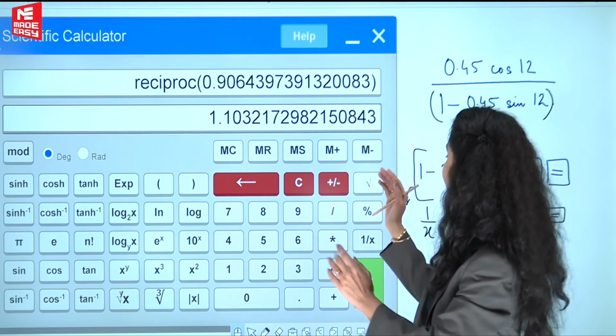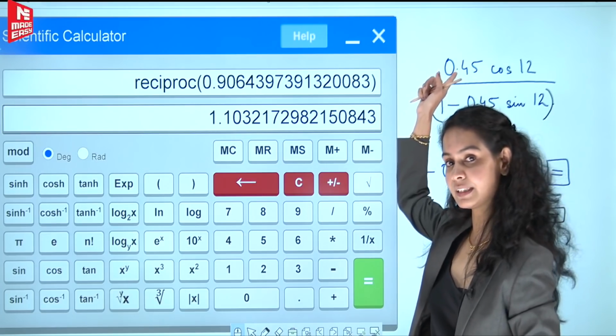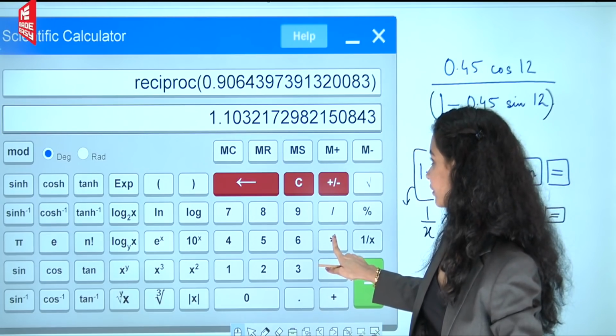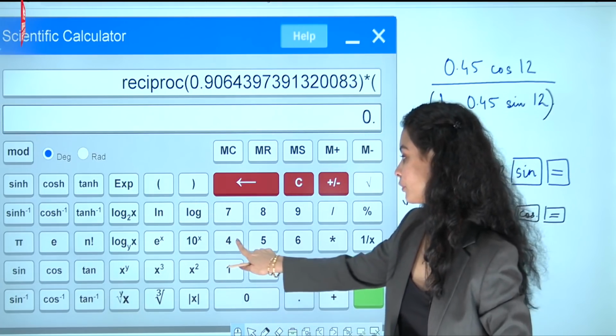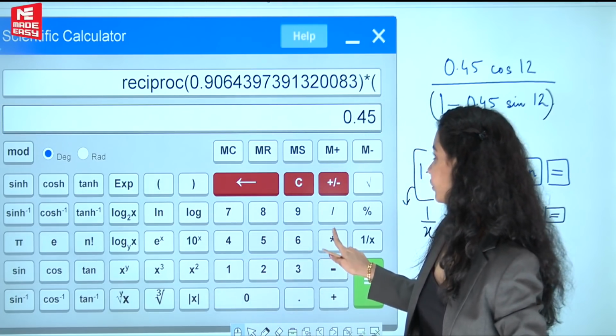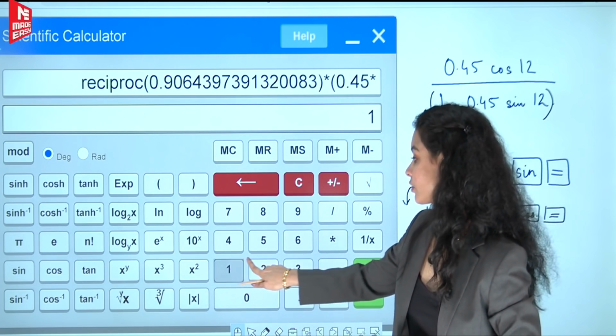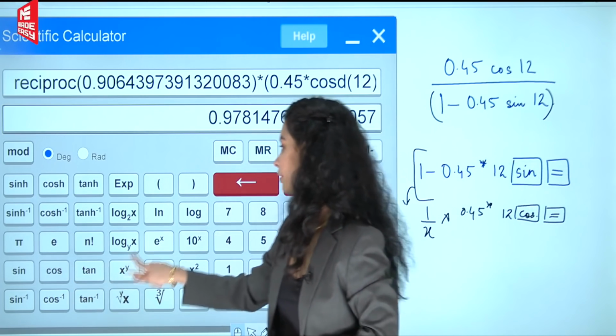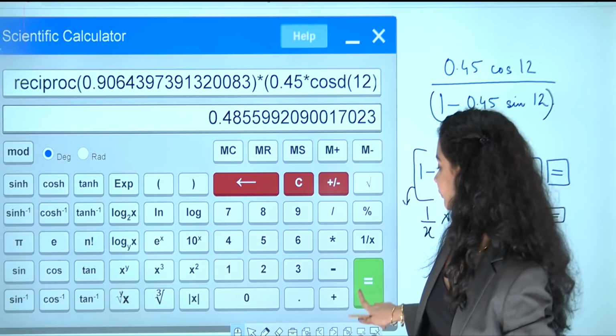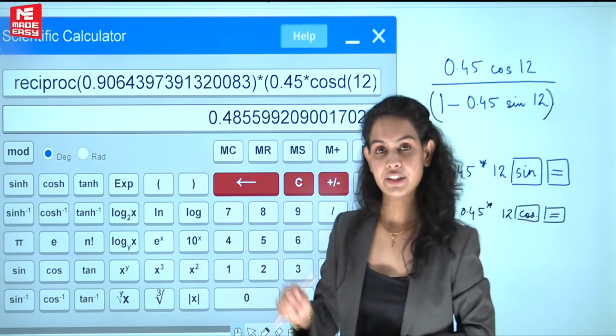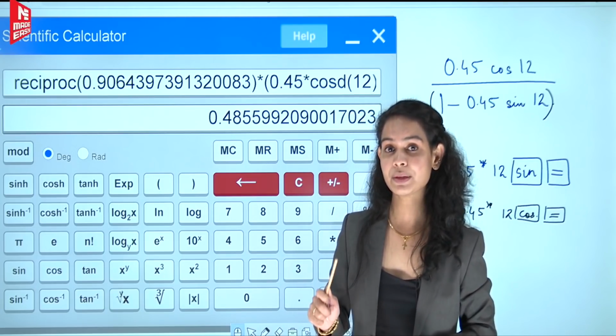Now this entire thing is in multiplication with the numerator, which is 0.45. So into, open the bracket, press 0.45 into cos of 12, which is 12, and cos, close the bracket, press equal to. There you get your answer. So this is the use of 1 by x.